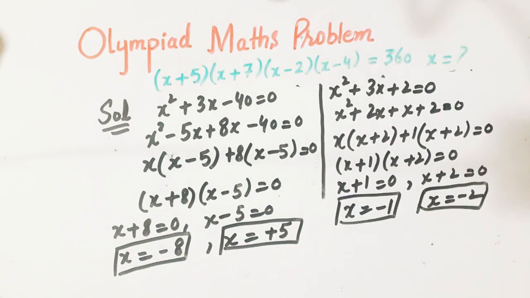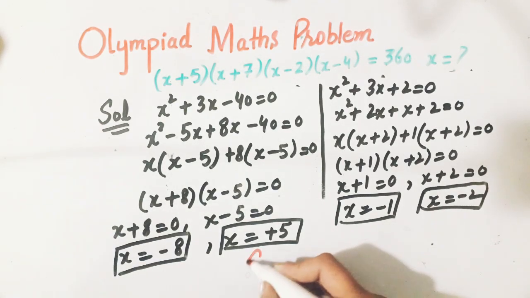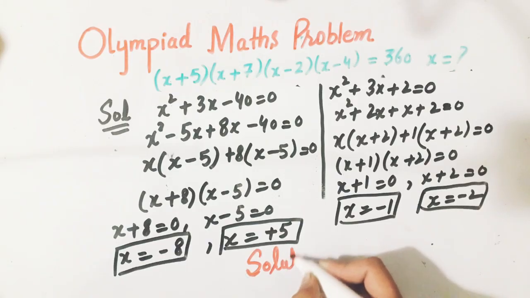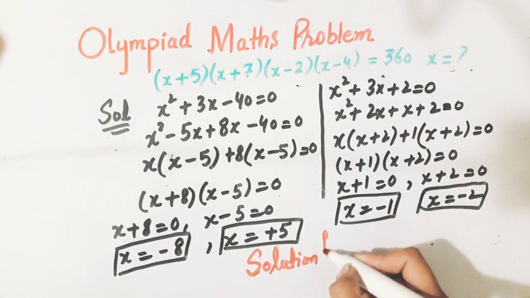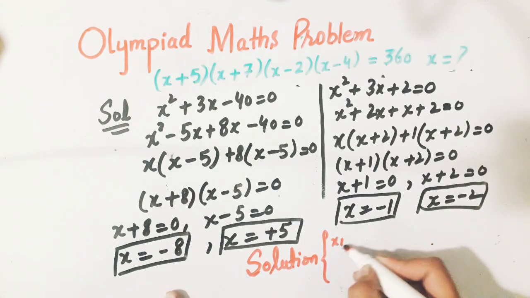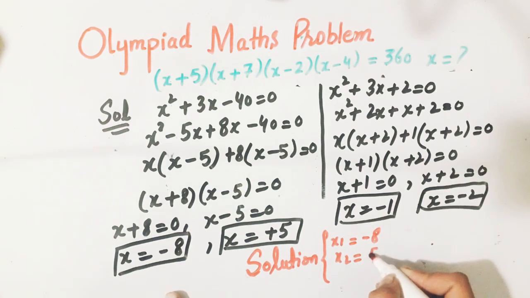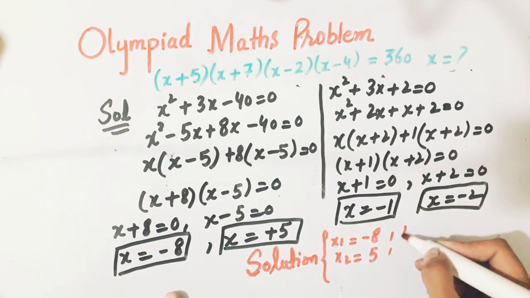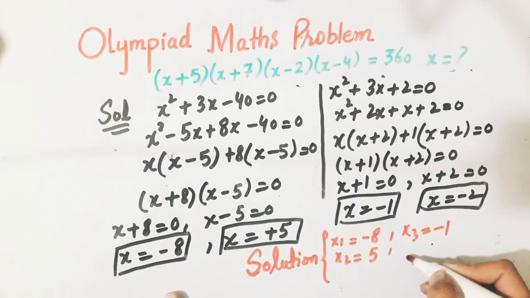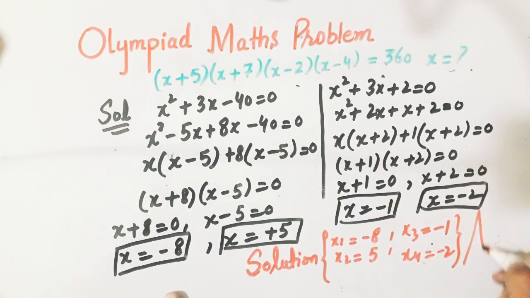Now we will write the final answer of this. So the solution will be x1 equals minus 8, x2 equals 5, x3 equals minus 1 and x4 equals minus 2. So this is the final answer.